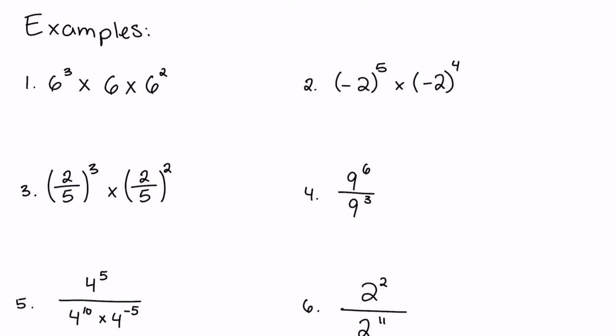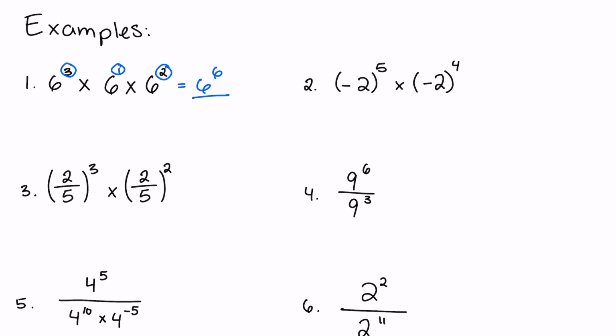For our first example, we have 6 to the power of 3 times 6 times 6 to the power of 2. To solve this, we can use our product exponent law. Since we have the same base, we can just add the exponents. So that's going to be 3 plus 1 plus 2, which gives us a total of 6. So for our answer, we get 6 to the power of 6.